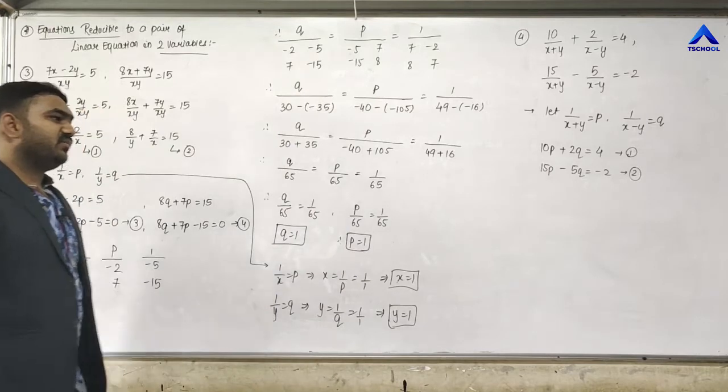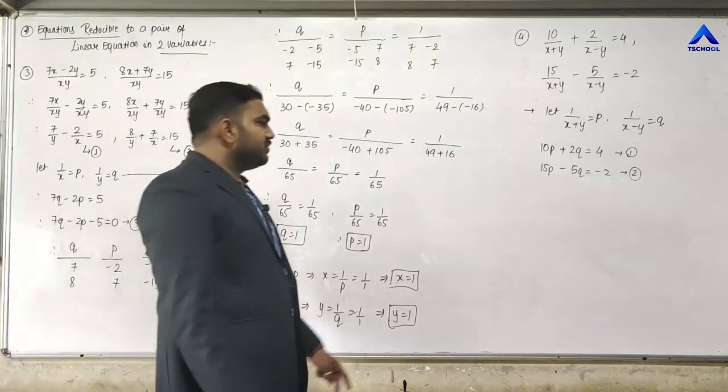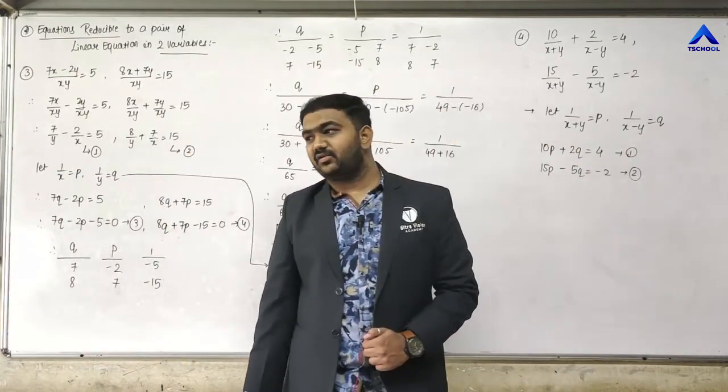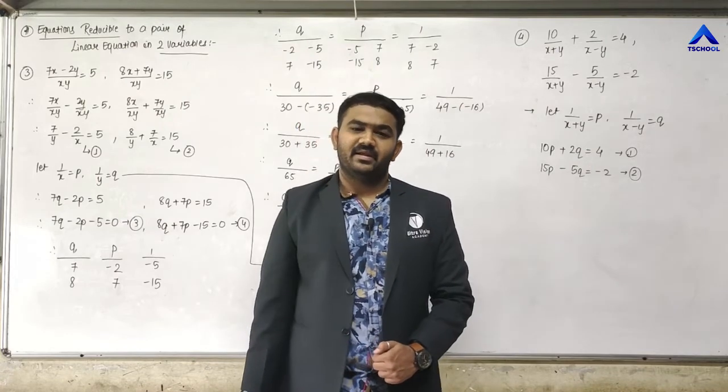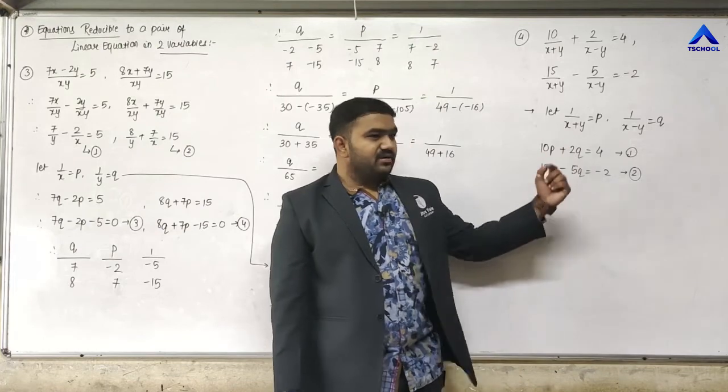So using this first and second equations, you are going to solve these equations and get the values of p and q. Once you get the values of p and q, you shall put them in place of p and q in 1 upon x plus y equals p and 1 upon x minus y equals q. Then again you are going to solve it.